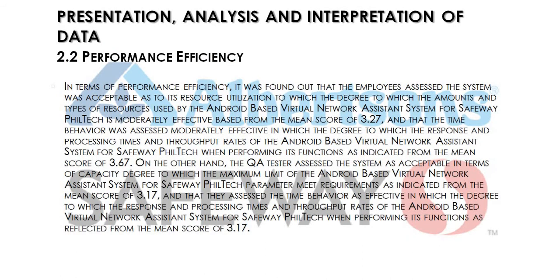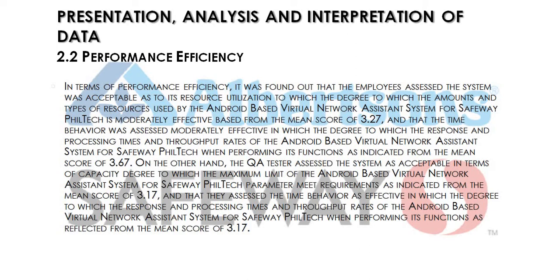Based on performance efficiency, it was found out that the employees assessed the system as acceptable as to its resource utilization, the degree to which the amounts and types of resources used by the Android-based virtual network assistance system for Safeway PhilTech is moderately effective, based from the mean score of 3.27, and that the time behavior was assessed moderately effective, the degree to which the response and processing times and throughput rates of the system when performing its functions, as indicated from the mean score of 3.67.